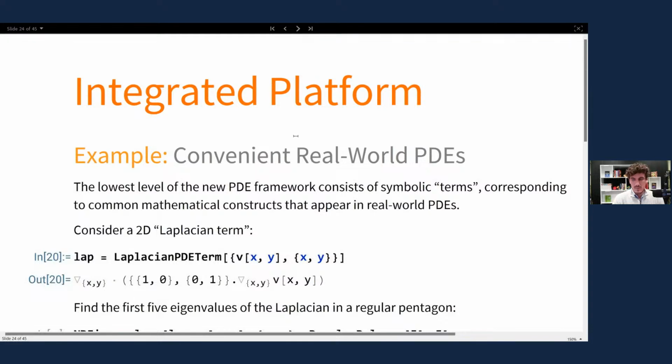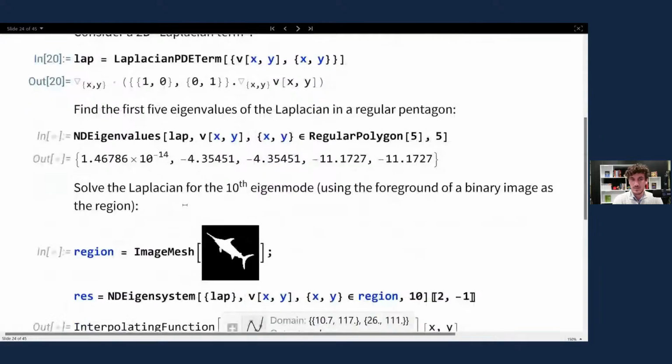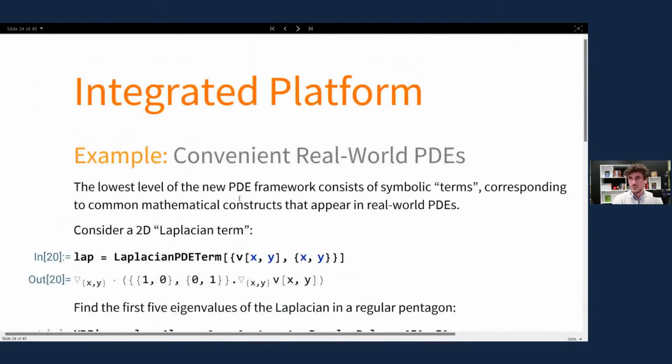So this next part, we're going to again look at partial differential equations, and it's kind of a fun example. The title here is Convenient Real World PDEs. I'm not sure how real world ultimately the answer we derive here is, but I've certainly used similar functionality to Laplacian eigenmodes, eigensystems, and simulated the evolution of waves on a lake, for example. It's really cool what you can do.